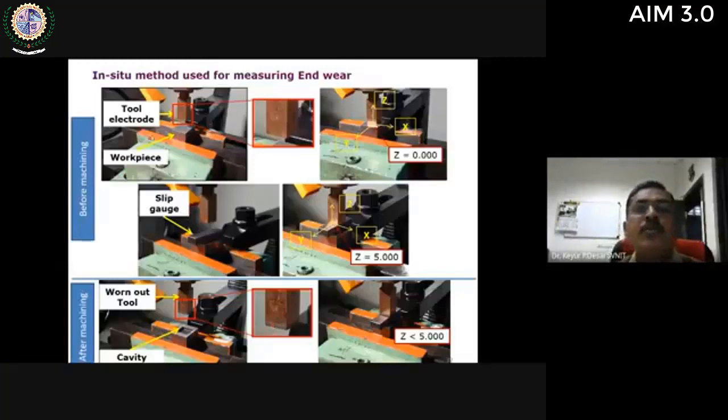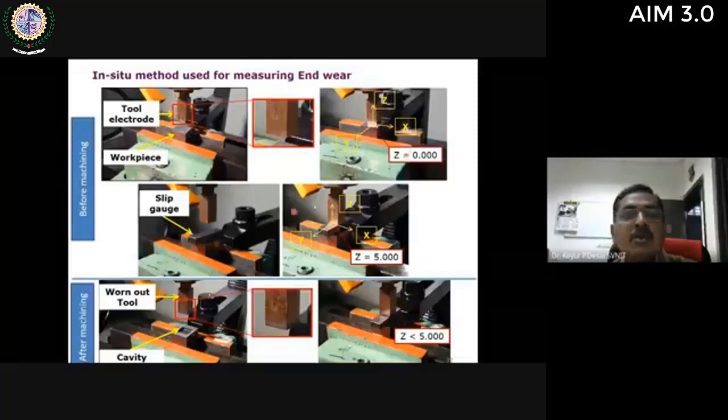So this is the in situ method used for the purpose of measurement. Tool electrode and the workpiece we used. This is Z0, and we used a slip gauge, that is Z5. Okay. Then we carried out experiments, and then we carried out measurement of tool wear, and this is how it can be done.